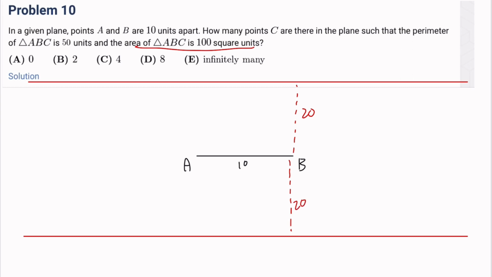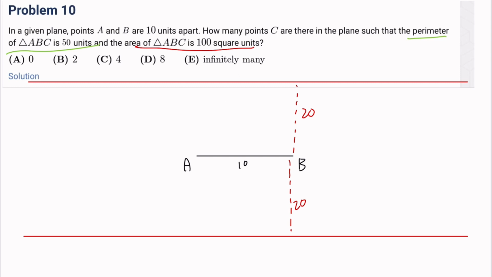Because that way, if we have point C on any one of these red lines, then this will be 20, so the height will be 20 and the base will be 10, so the area will be 100. And the next thing is for the perimeter of ABC to be 50 units. That means AC plus BC would have to be 40, because AB is 10 already.